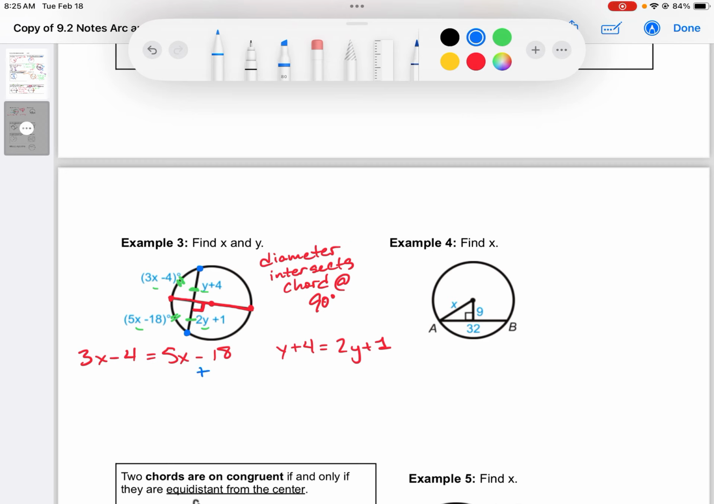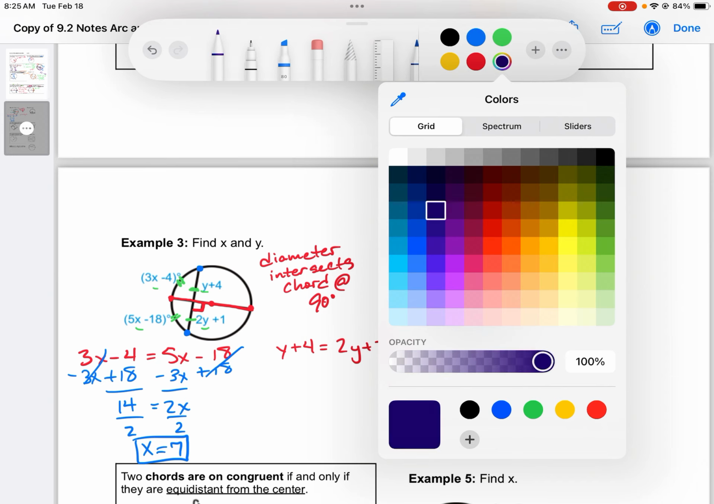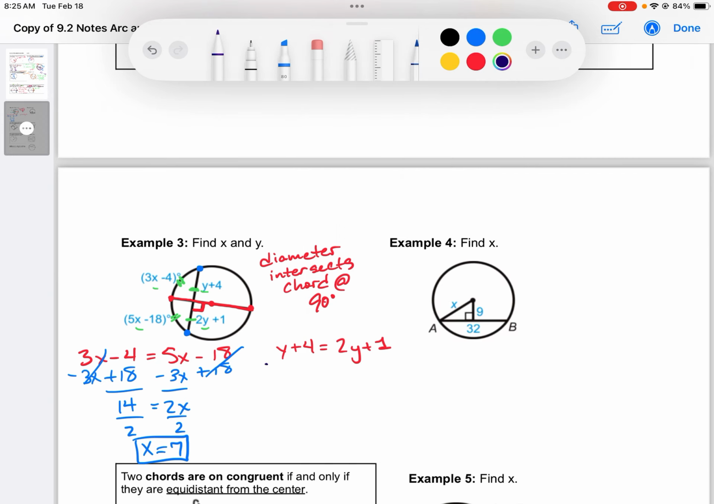And so just really quickly doing some algebra here, I'm going to add 18, subtract 3x, divide both sides by 2, and x equals 7. Now I have to find y. So I am going to subtract y and subtract 1, and I get that 3 equals y. So there's my x and my y, 3 and 7.